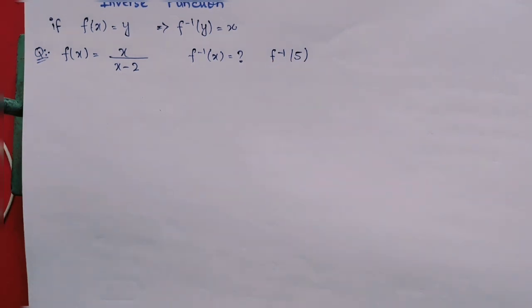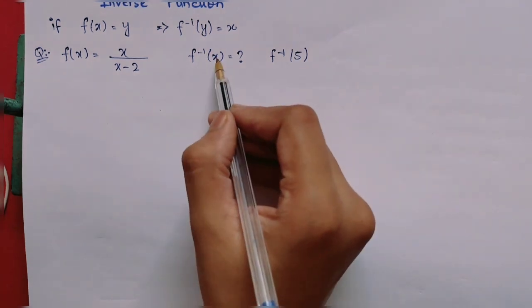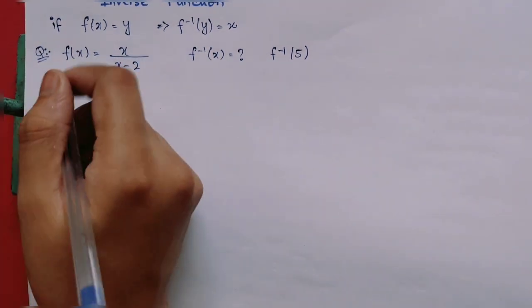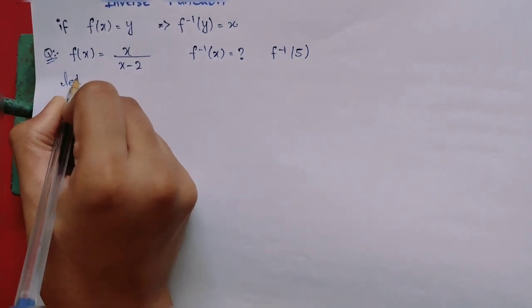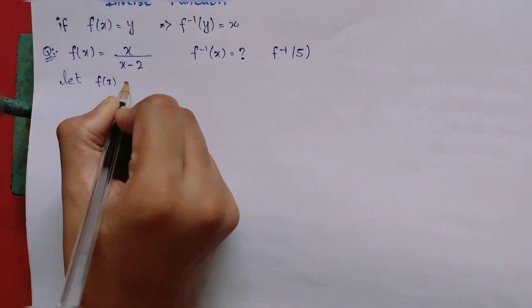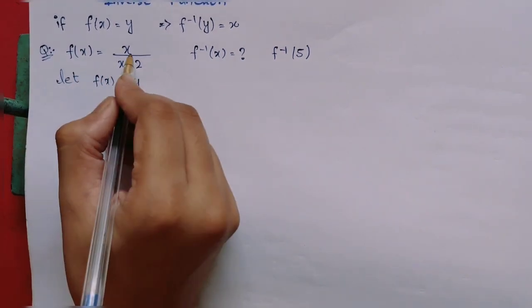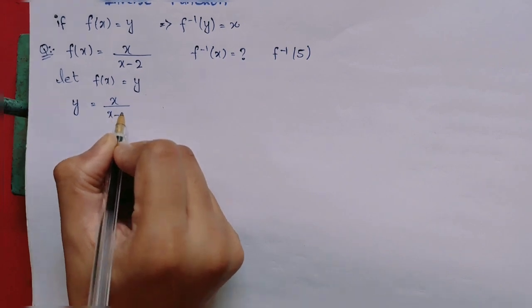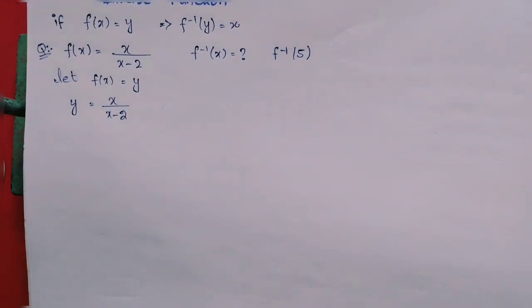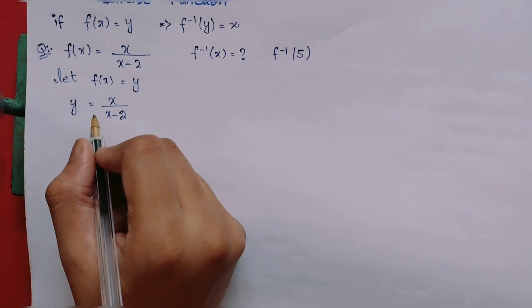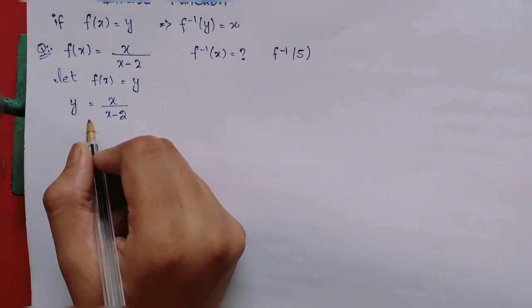So first of all, what is our target? You have to find f inverse of x, because we just know f of x, okay? Let's suppose f of x is equal to y. This f of x is equal to y, so I'm putting y is equal to x over x minus 2. Okay, you have to make this whole term or the function in the form of y.